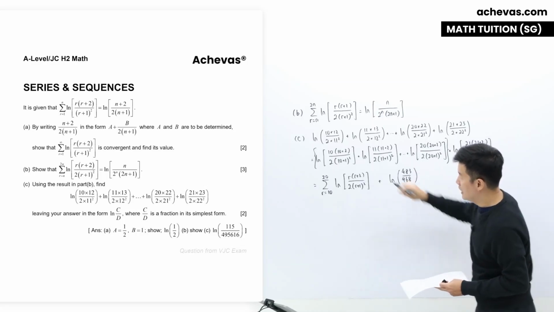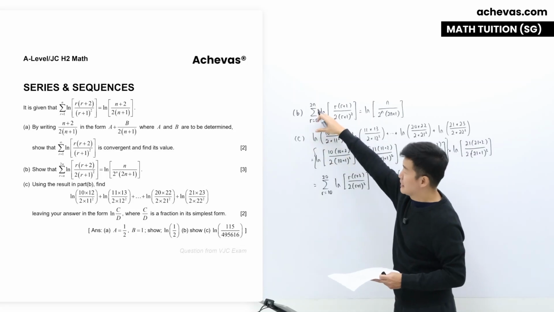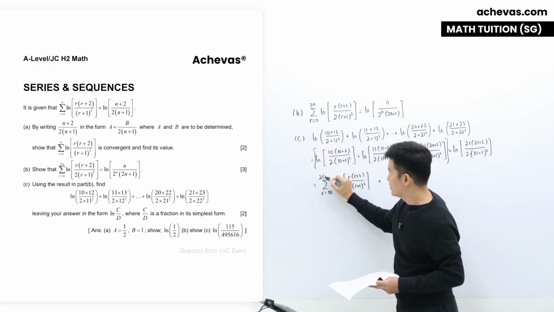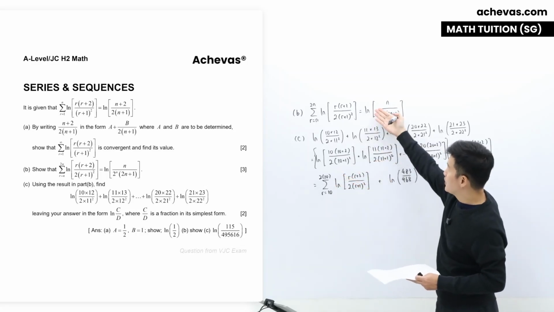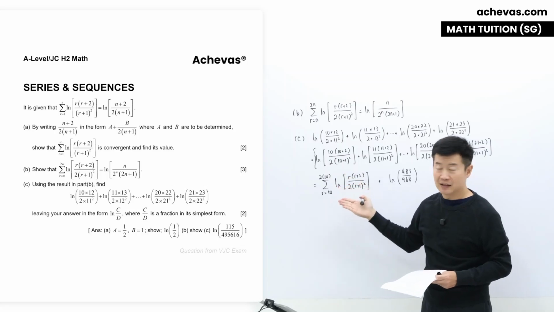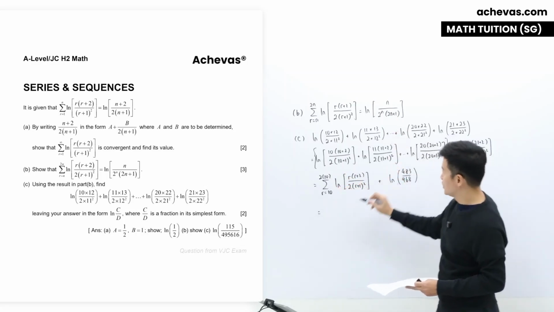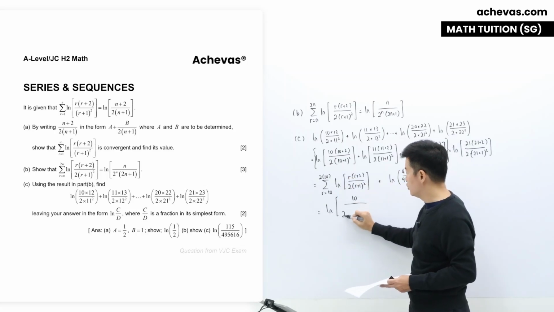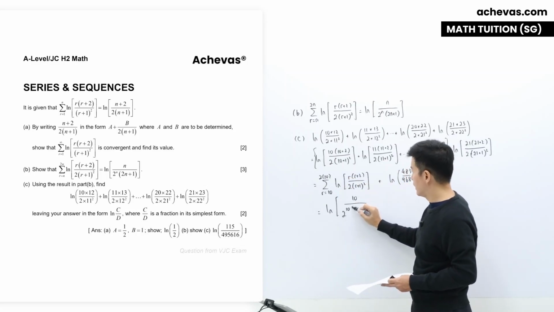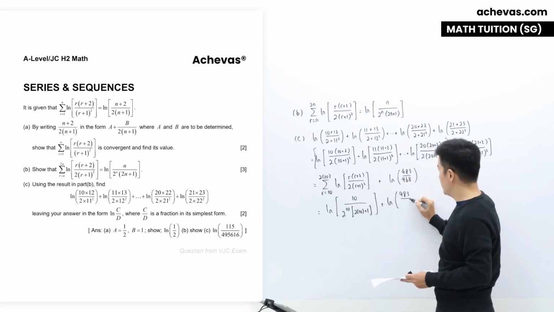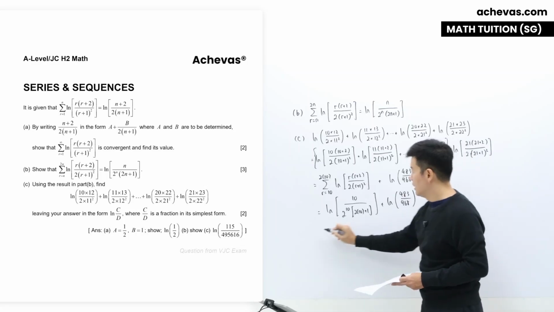And let me also rewrite this so that it can be even more similar to what we have here. Instead of 20, I'm going to write this as 2 times 10. So if I make use of the previous result, we know that all the n are going to be replaced by 10. So now making use of the previous result, we have ln of 10 over 2 times 2 to the power of 10, then 2 times 10 plus 1. So we have this plus ln of 483 over 968.